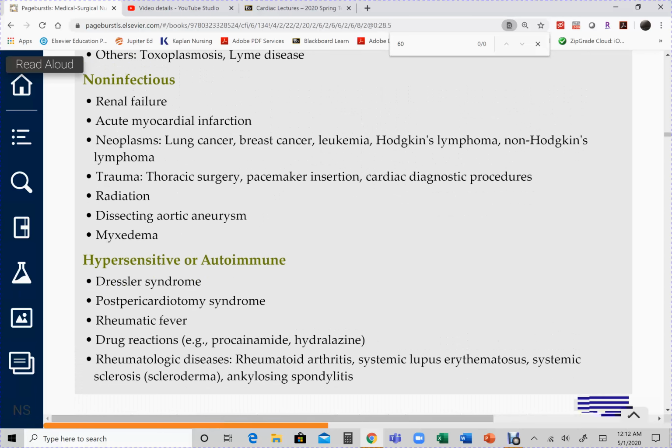Well, it really depends on when after the MI this pericarditis developed. If it occurs within 1 to 2 days after an MI, because there's the dead tissue there, so there will be necrosis, inflammation, therefore, around the dead tissue if you have an MI. So it will cause the pericardium to inflame. However, if the pericarditis occurs weeks later after an MI, we call it Dressler syndrome.